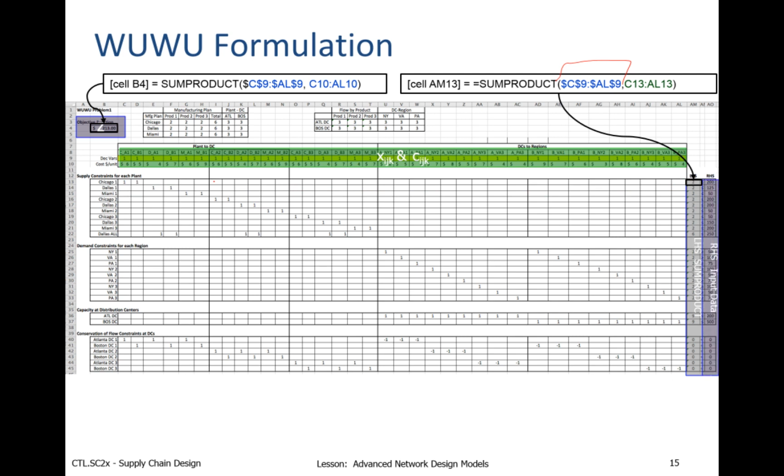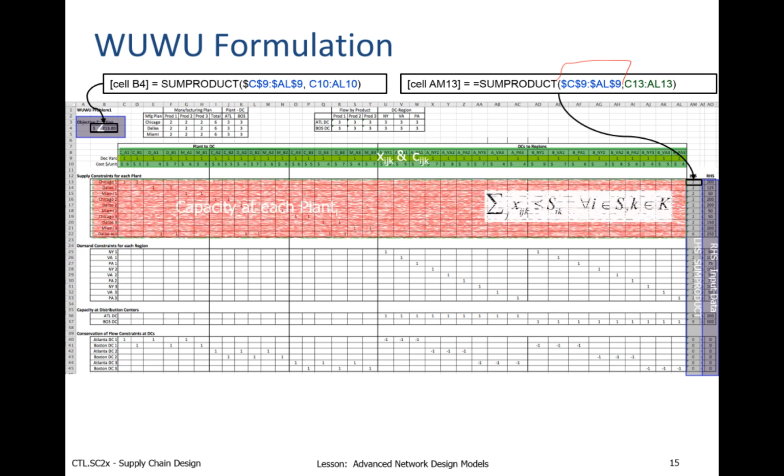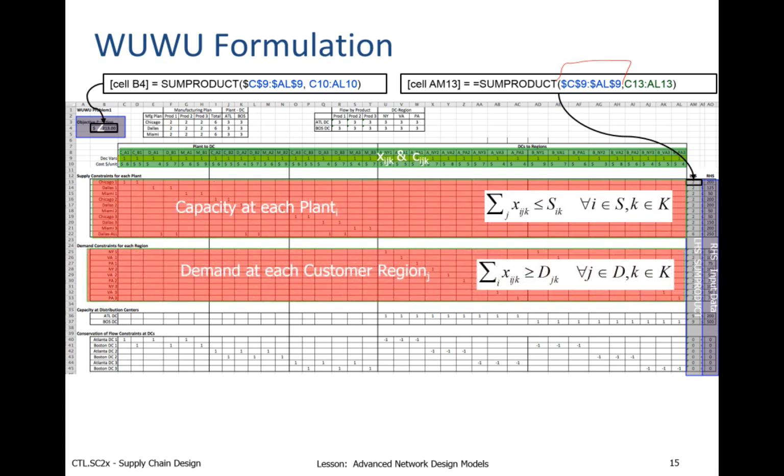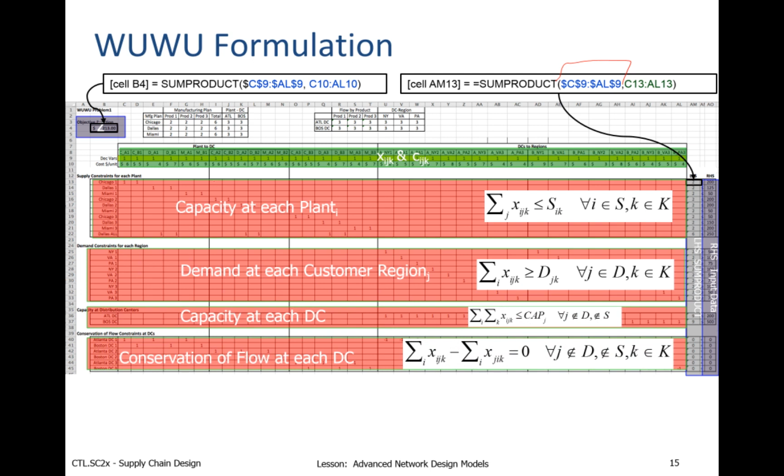And you have the right-hand side. This is the input data that you have. So the constraints, I've got my capacity constraints at each plant. I've got my demand constraints at each customer region. And I've got my DC capacity. And then I've got my conservation of flow at each DC. Boom, we know how to solve this.